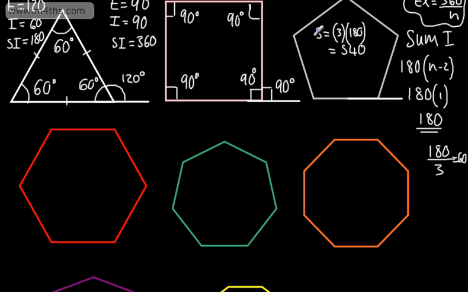I now have 5 angles that are all the same. So if I wanted to find the size of each, I would simply divide this by the number of angles. 540 divided by 5 is going to give me 108. That is 108. That is 108. That's 108. And as you can imagine, that is 108.